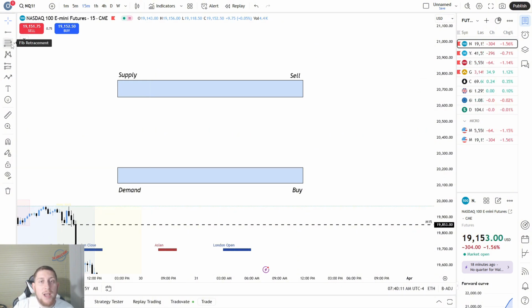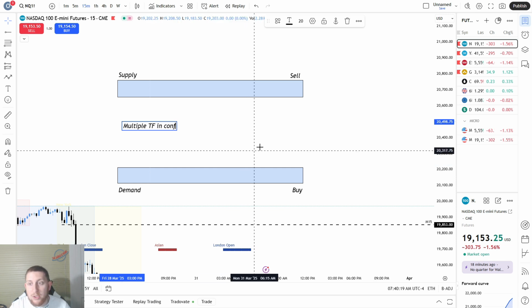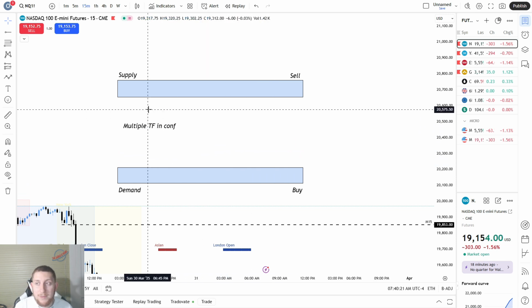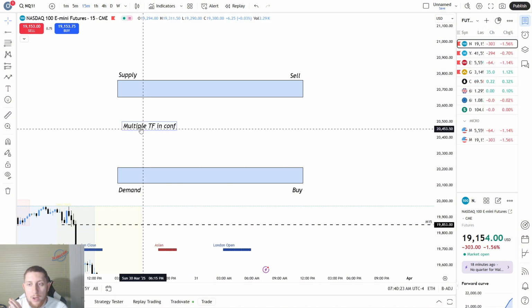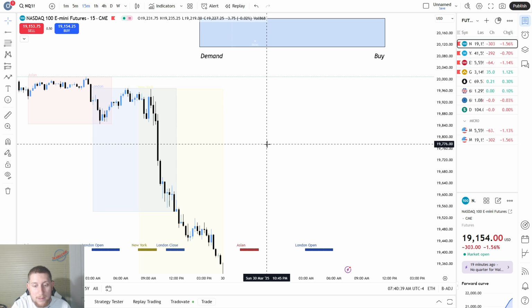Now, the key to my strategy is you need to have multiple time frames in confluence with each other. Okay, that's super important because the more time frames in confluence, the better. And I'm going to just show you this, and I'm going to make it as simple as we can. Now, the first thing before I mark it out is how do we find levels of supply and demand?